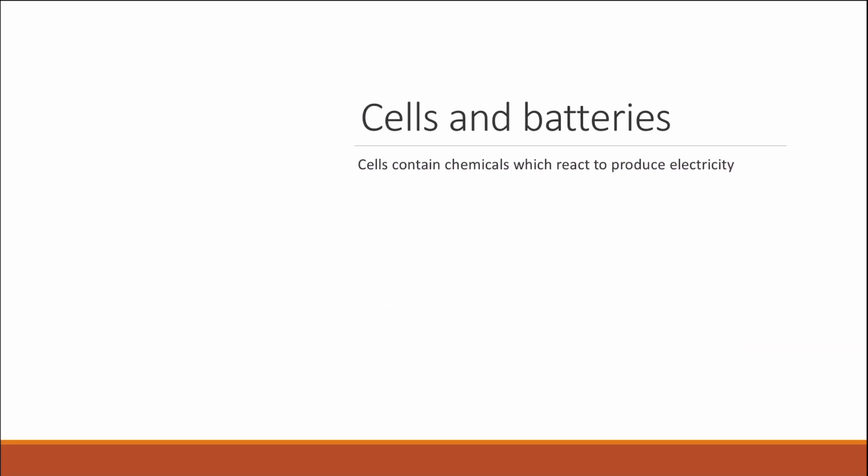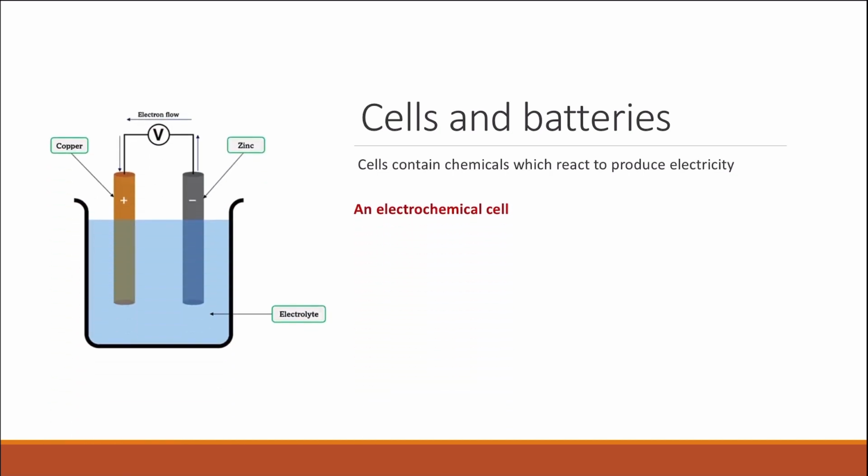Cells contain chemicals that will react together to produce electricity. An electrochemical cell, like the one we can see here on the left, is a system made up of two different electrodes, and these electrodes must be made out of metals because they need to conduct electricity.